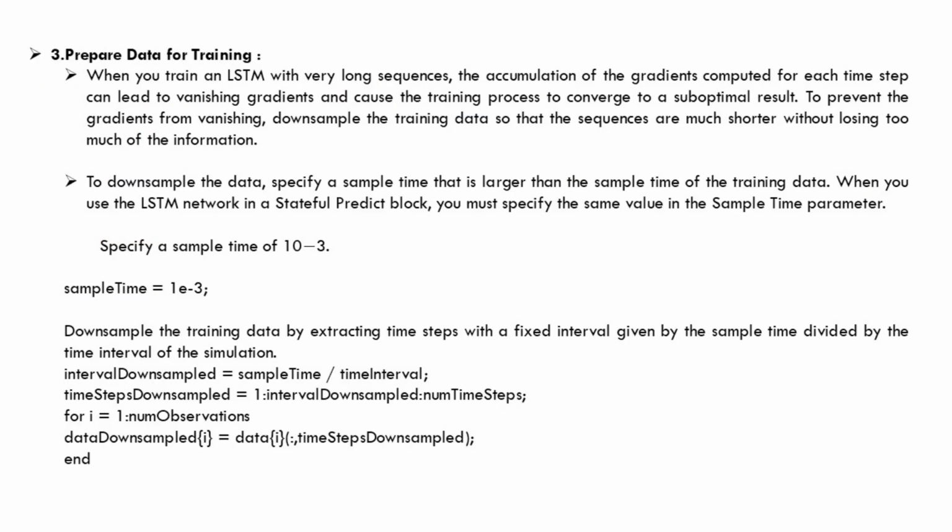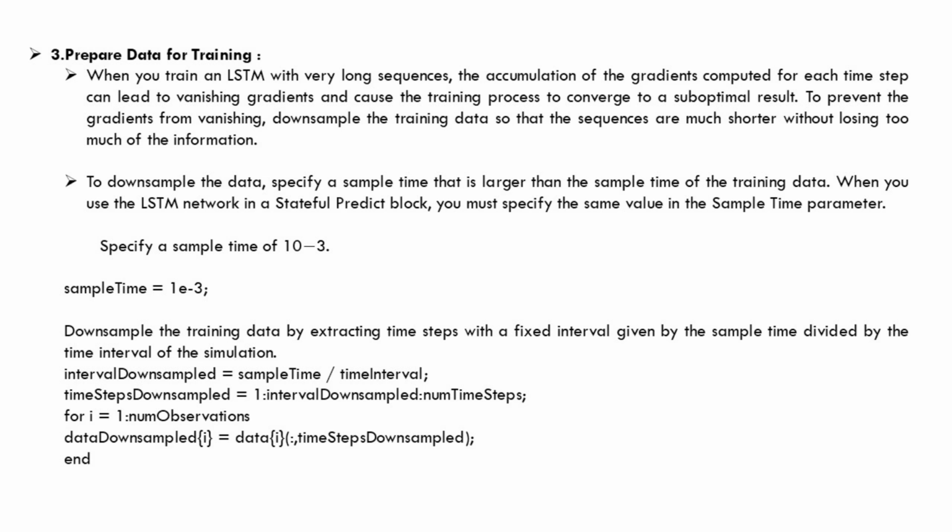Prepare data for training. When you train an LSTM with very long sequences, the accumulation of the gradients computed for each time step can lead to vanishing gradients and cause the training process to converge to a suboptimal result. To prevent the gradients from vanishing, downsample the training data so that the sequences are much shorter without losing too much of the information. To downsample the data, specify a sample time that is larger than the sample time of the training data. When you use the LSTM network in a stateful predict block, you must specify the same value in the sample time parameter.